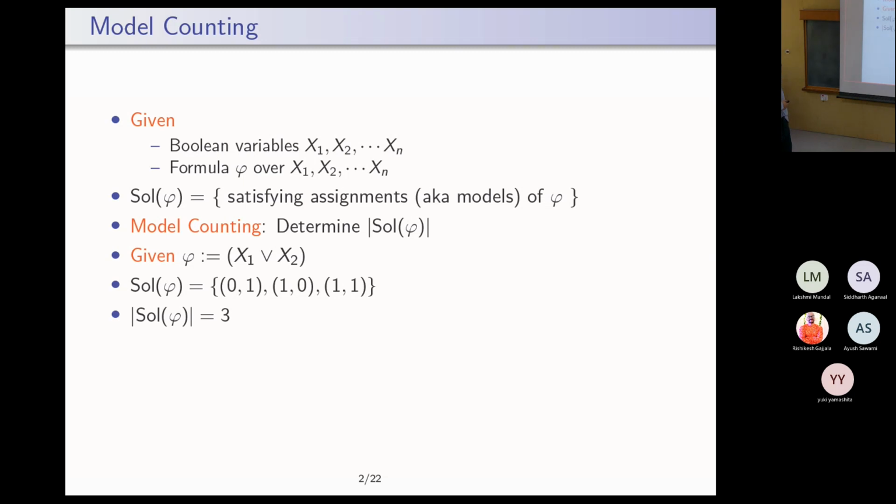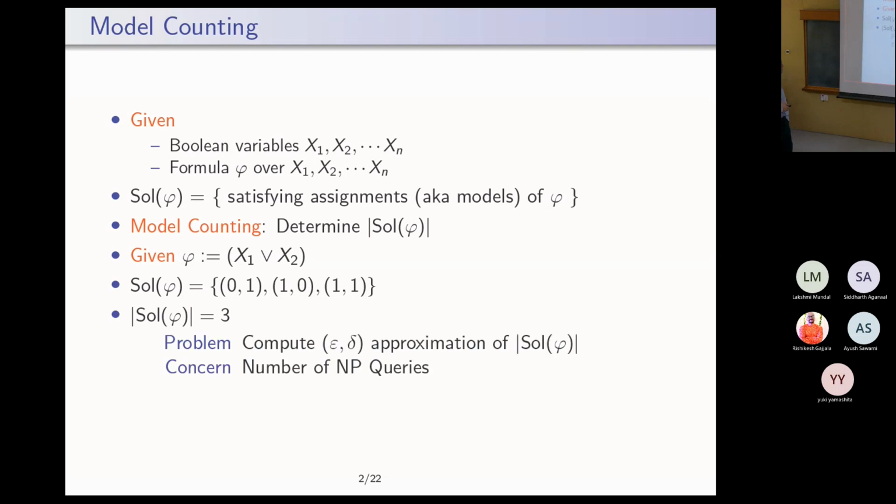Exactly finding the size of this set is #P-complete, but often we are interested in approximation. An epsilon-delta approximation means that you want to find the size of the set up to a 1 plus or minus epsilon multiplicative error, with probability 1 minus delta. For example, if both epsilon and delta are 1%, you want to find the size of this set up to 1% relative error with probability at least 99%. In general, this is hard to find exactly and also hard to approximate.